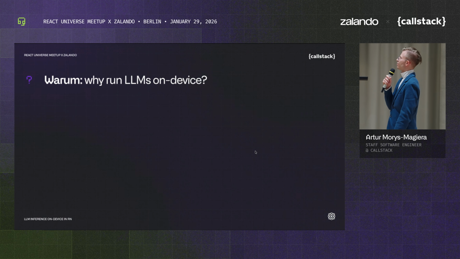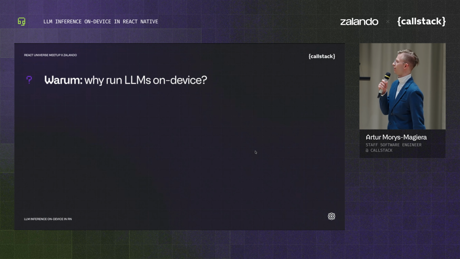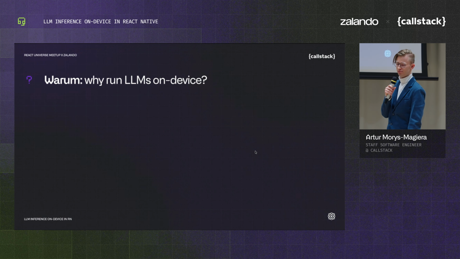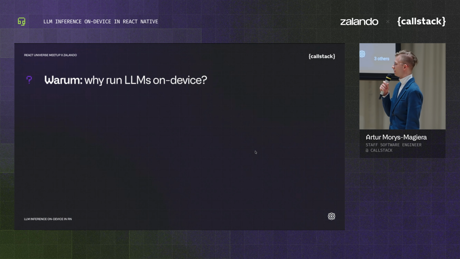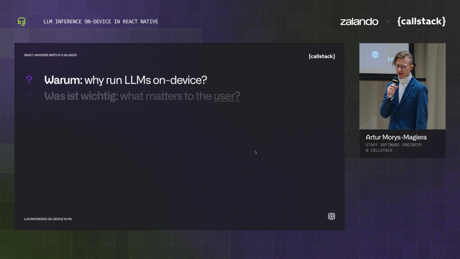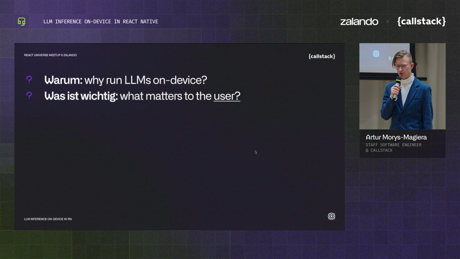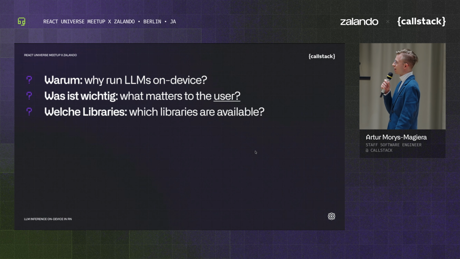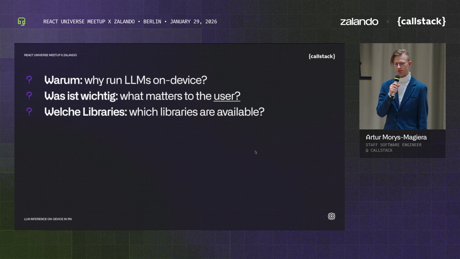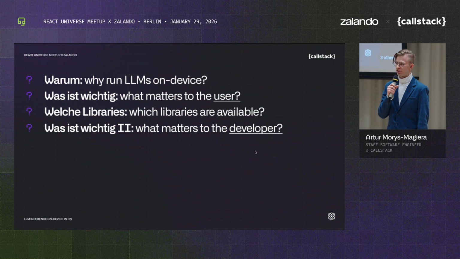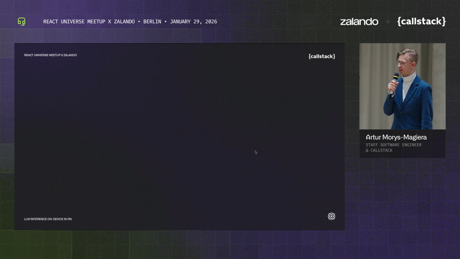I would like to divide my talk today into three primary sections. Each will be a question and each will start with W, and each will have at least one word in German. So the first one will be Warum? Why even run LLMs on device? The second will be Was ist wichtig? So what matters, firstly to the user, from the user's perspective, then welche libraries, which libraries are available to achieve the goals we want to. And the last one will be Was ist wichtig 2, what matters to the developer, so from the developer's perspective.